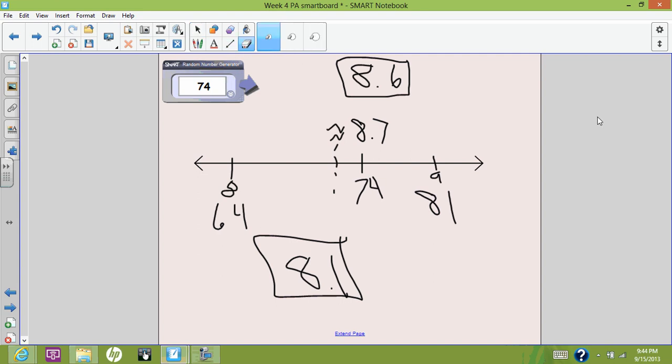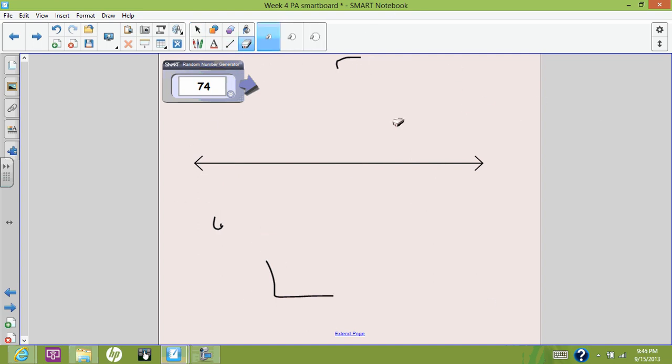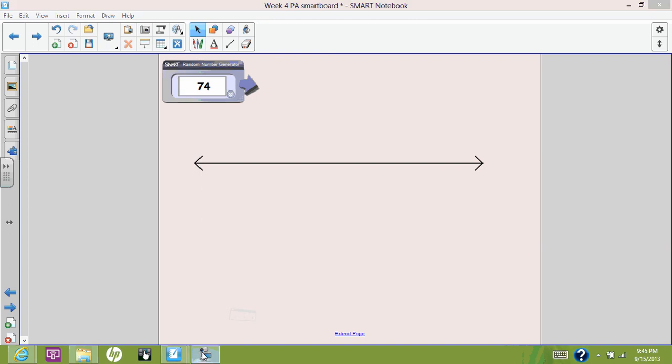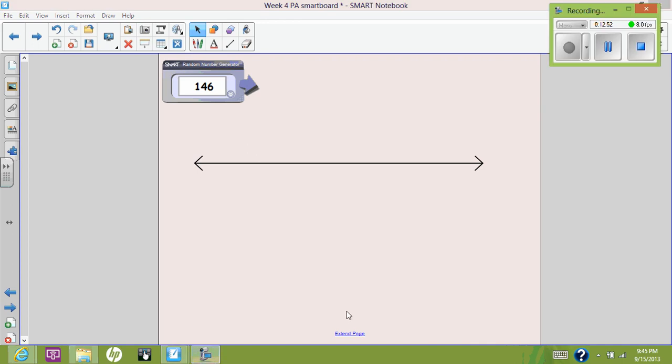Let's try another one. I want you to do this one on the next page in your notebook. And you can just label this square root approximations examples. Okay, and I'm going to click this random number generator, and I want you in your notebook to make a number line and see if you can come up with the square root approximation of 146. I'm going to count down from 10. Pause your computer while I'm counting so that you can try this on your own, and then I will go ahead and show you the answer. 10, 9, 8, 7, 6, 5, 4, 3, 2, 1.